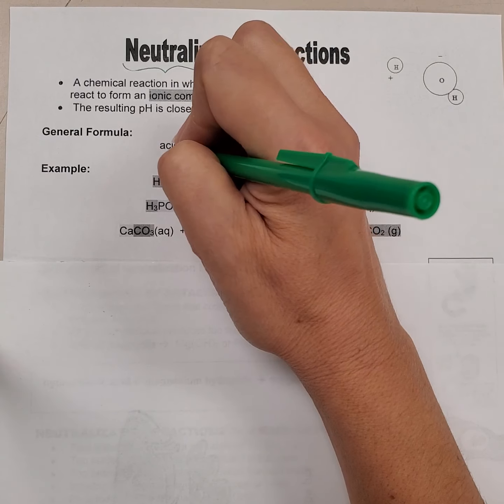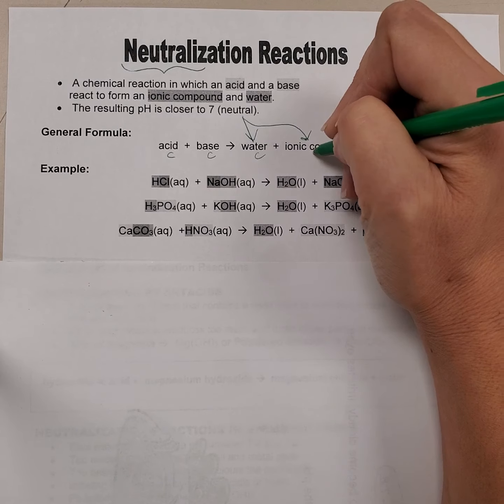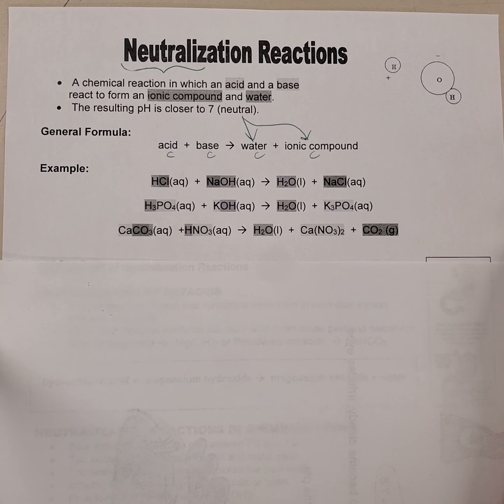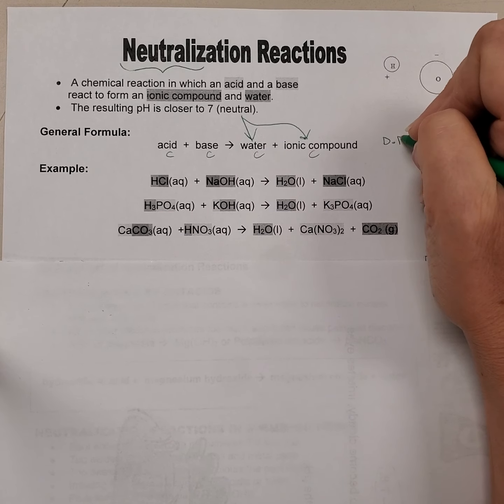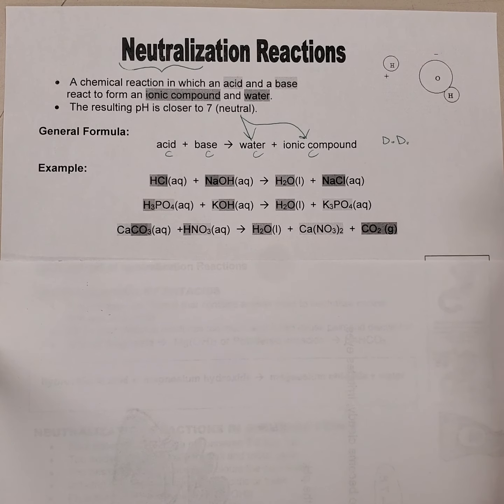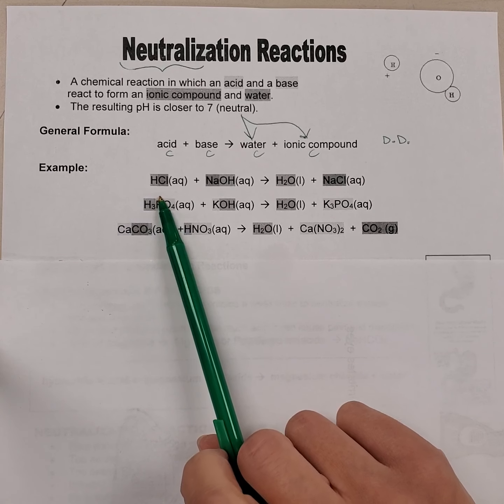What we also want to look at is what type of reaction this is. Acids are compounds, bases are compounds, water is a compound, and an ionic compound is also a compound. So this is another type of double displacement reaction. We'll go over some examples of neutralization reactions.